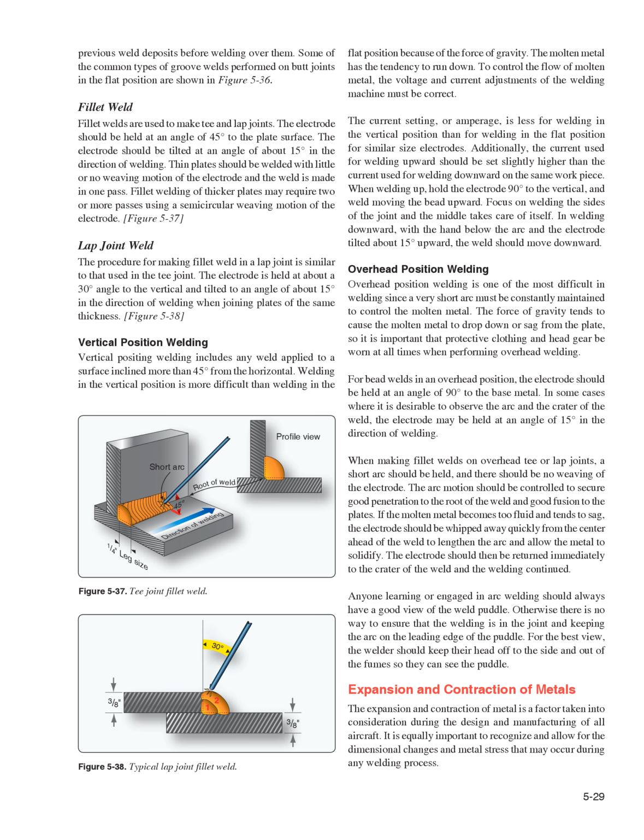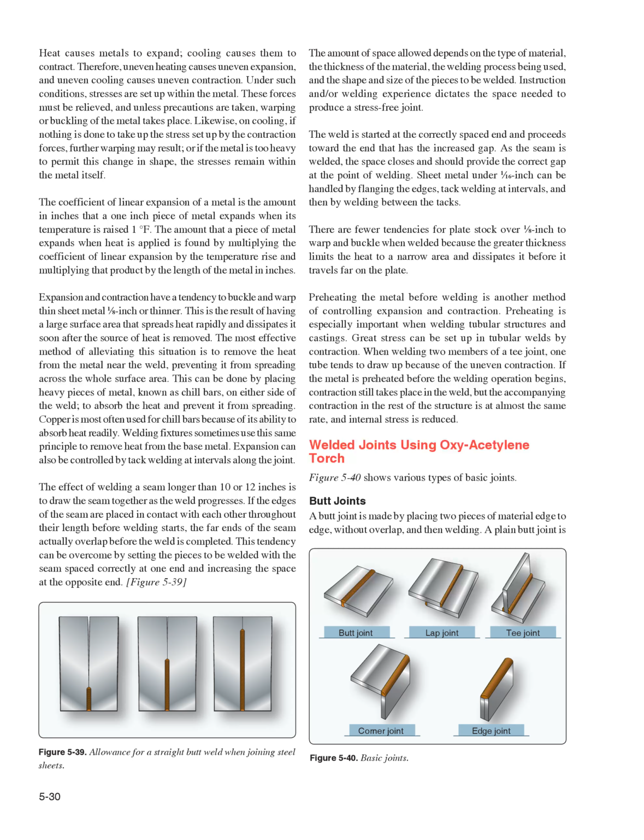Expansion and contraction of metals. The expansion and contraction of metal is a factor taken into consideration during the design and manufacturing of all aircraft. It is equally important to recognize and allow for the dimensional changes and metal stress that may occur during any welding process. Heat causes metals to expand, cooling causes them to contract. Therefore, uneven heating causes uneven expansion, and uneven cooling causes uneven contraction. Under such conditions, stresses are set up within the metal. These forces must be relieved, and unless precautions are taken, warping or buckling of the metal takes place.